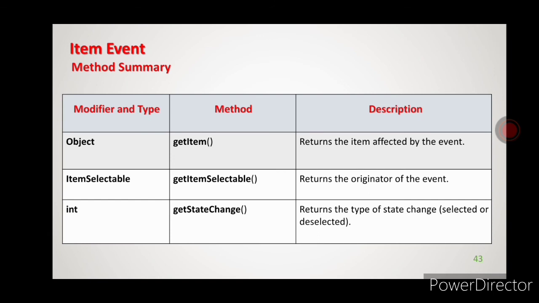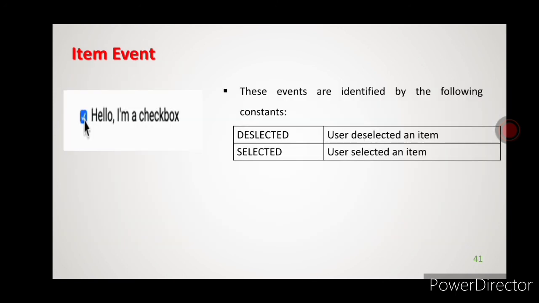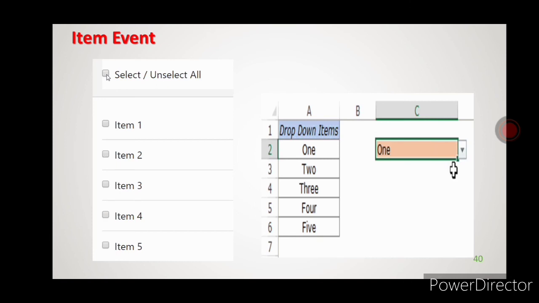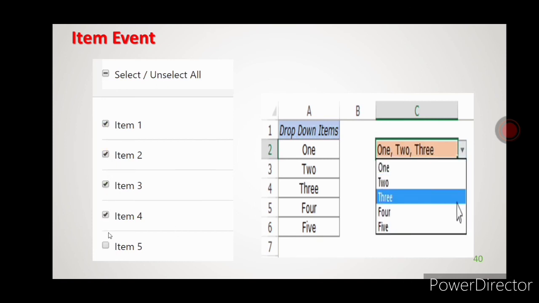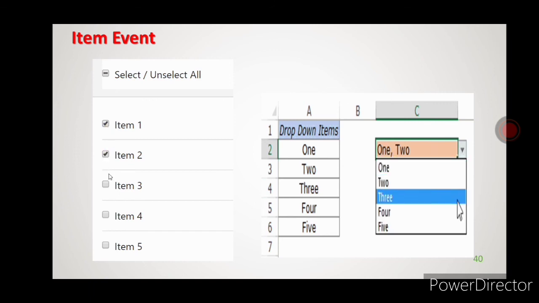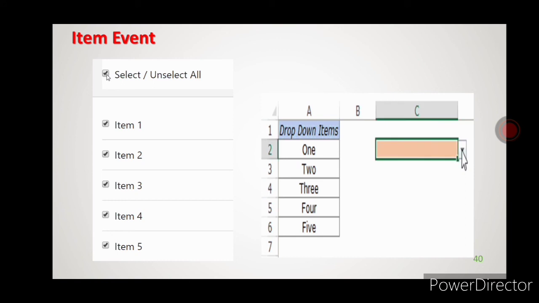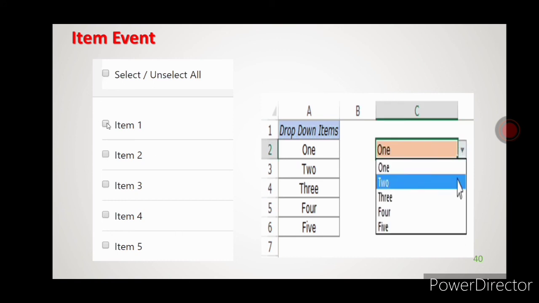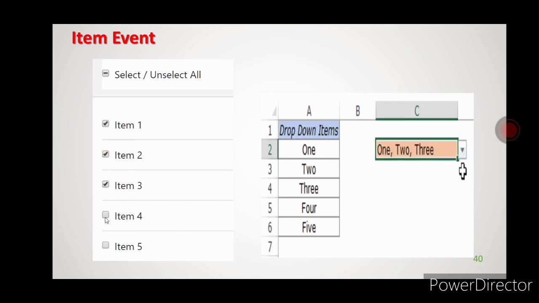Next is getItemSelectable. It returns the originator of the event. For example, in the first image, we all are using checkboxes, right? The main thing here is we are using a checkbox. That it will return. ItemSelectable means it will return the checkbox itself, because all we are using is checkboxes.